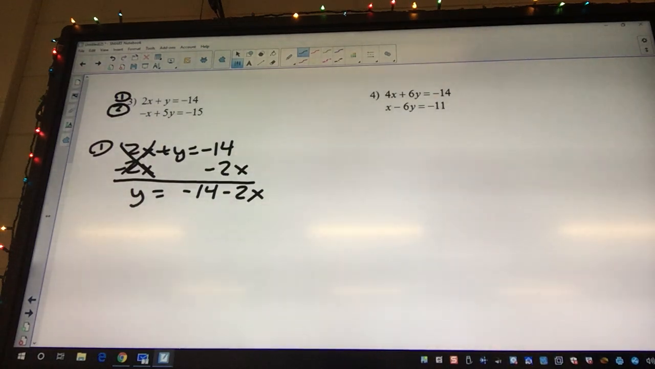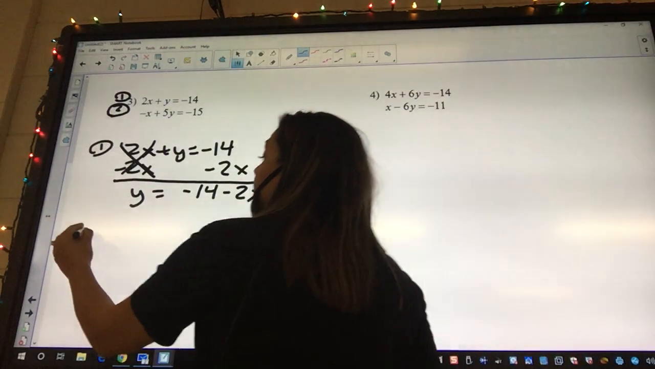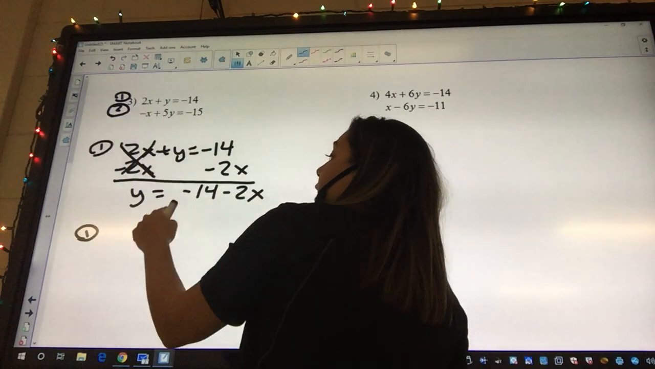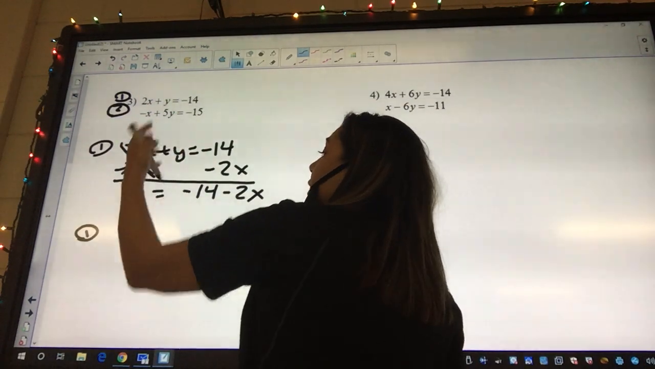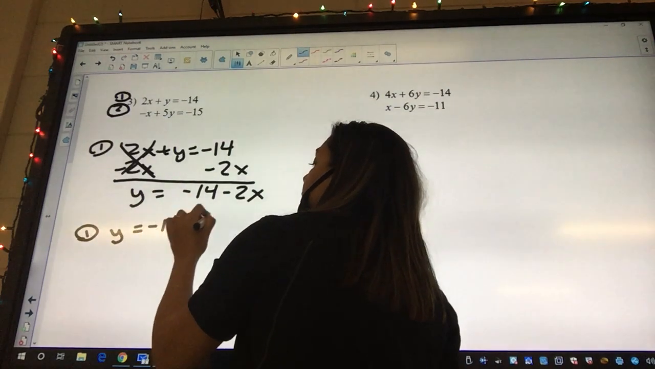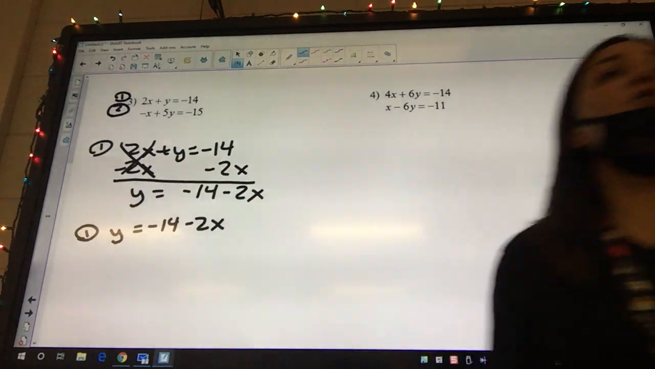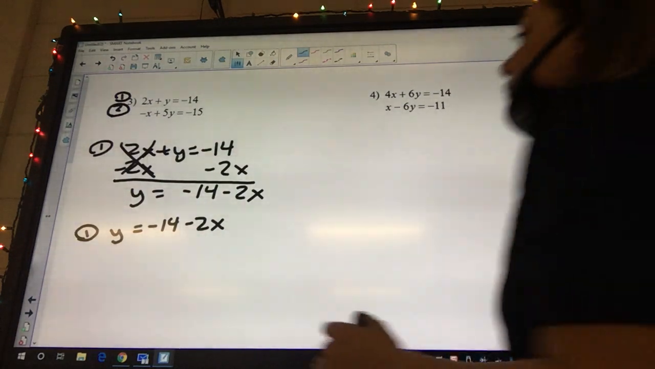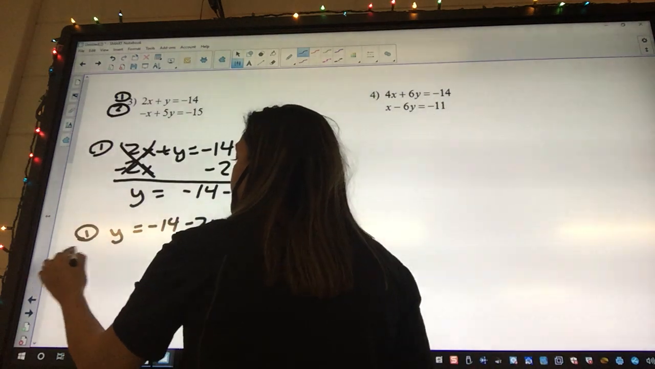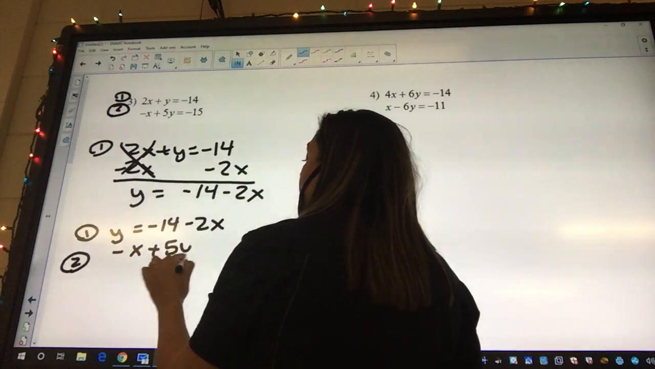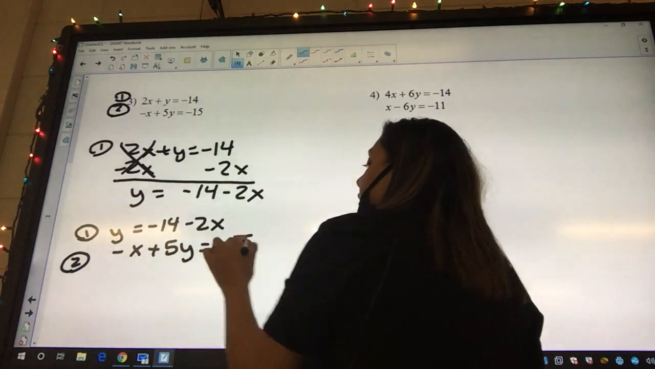Okay, my suggestion now to you would be to go ahead and write your equations just like you would above. Okay, like we were given. So I got equation 1, and this equation is this equation. We just rearranged it. And so I'm going to write y equals negative 14 minus 2x. Have we changed anything with equation 2? No. So we can just write that one down. So I got equation 2, and it's negative x plus 5y equals negative 15.